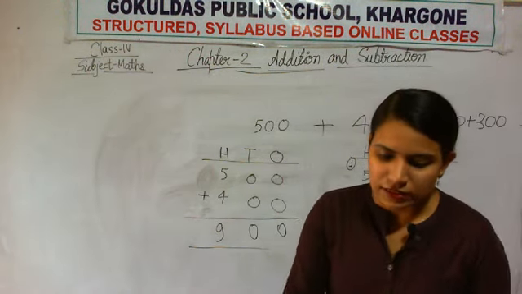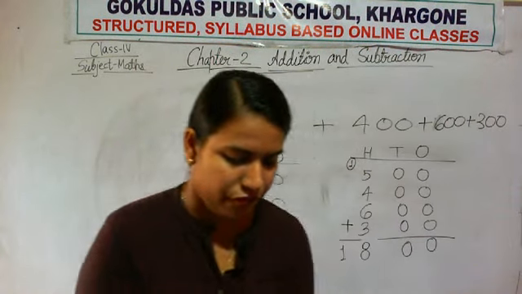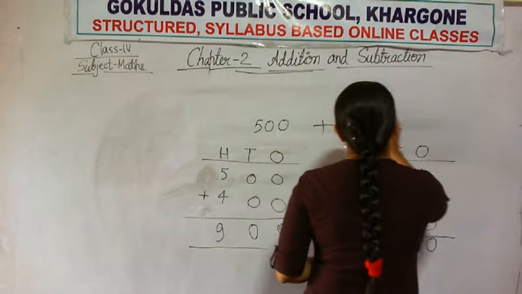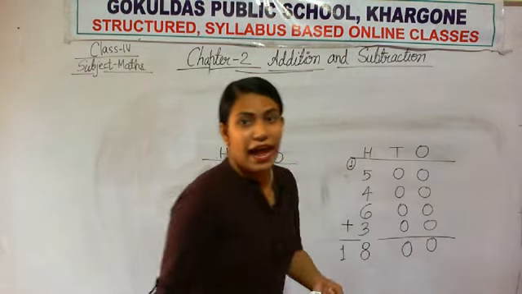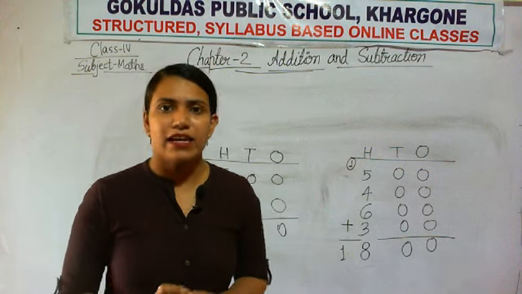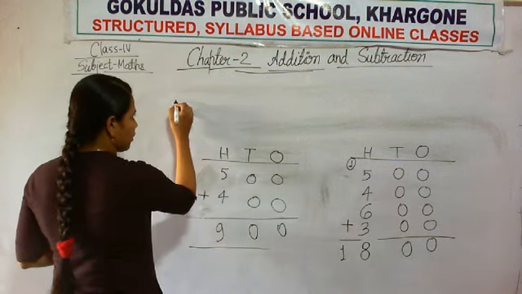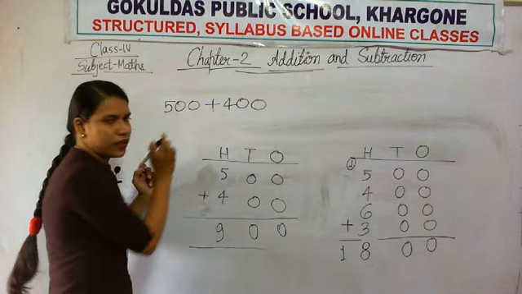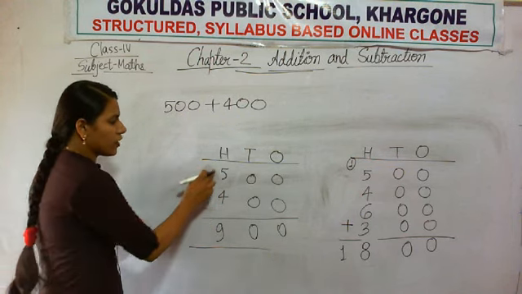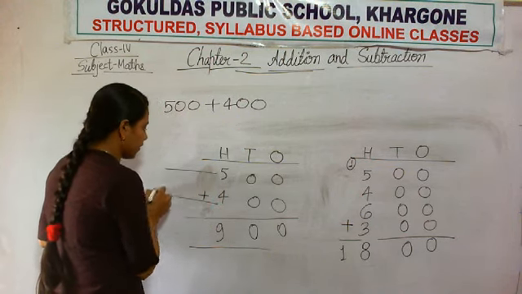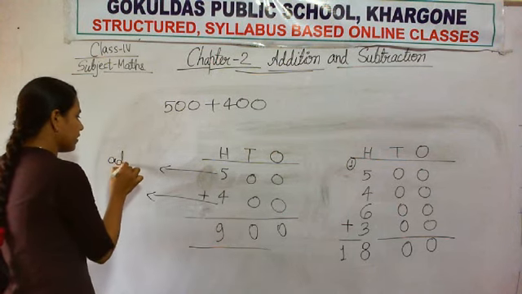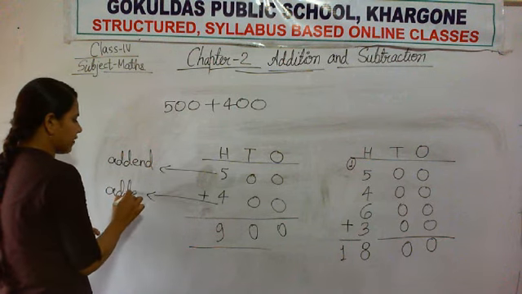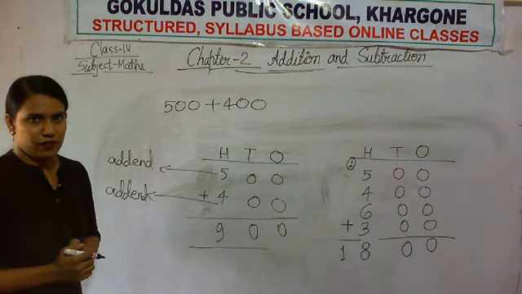So now the numbers that are added are called addends. Here in question 1 you can see 500 and 400. These two numbers you are adding here. So this 500 and this 400 are called addends. The first addend is 500 and the second addend is 400.